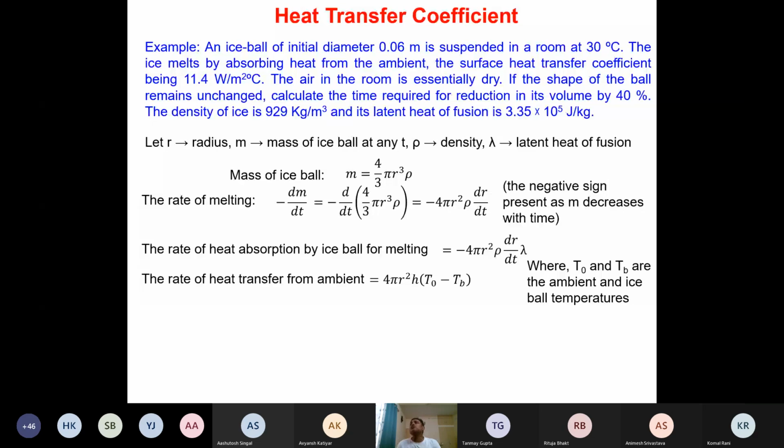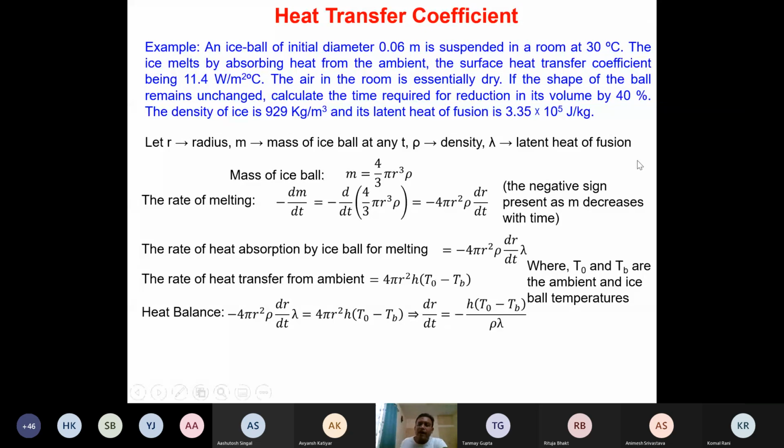So now these are the two factors which we have to equate. So if we make a heat balance, both these factors are equated here, and by equating both these factors we can find out how the radius of the ice ball is going to change with time.